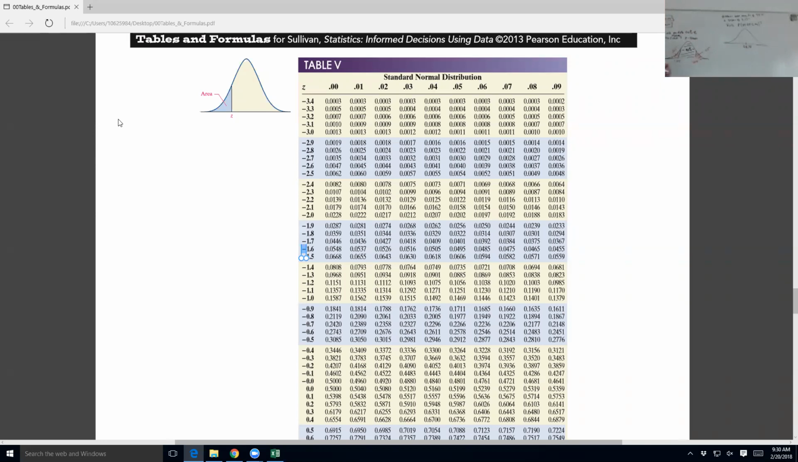Between 35 and 40, right? So 35 will be over here, 40 will be over here. I want this area here. How do I find that area?